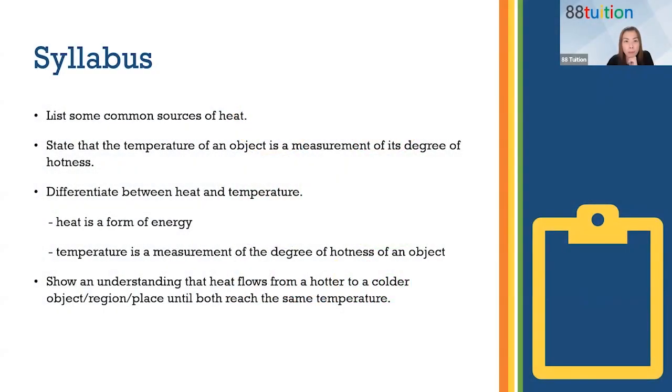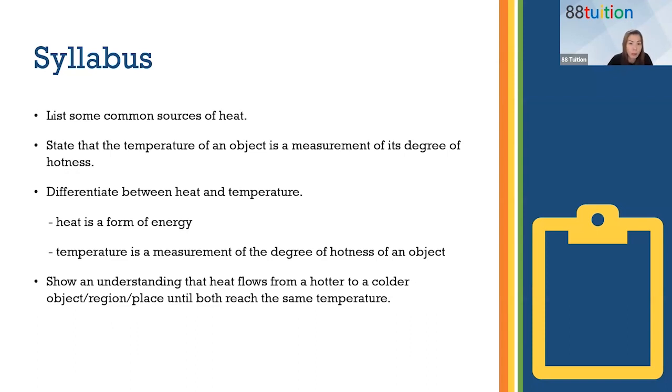We can continue. Right, so as I was saying, you need to be very familiar with the syllabus, what you are expected to know for this particular chapter. So for heat, you need to know the common sources. And then you need to be able to state that the temperature of an object is a measurement of its degree of hotness. So how hot or how cold an object or a particular body is, we can tell by looking at the temperature.